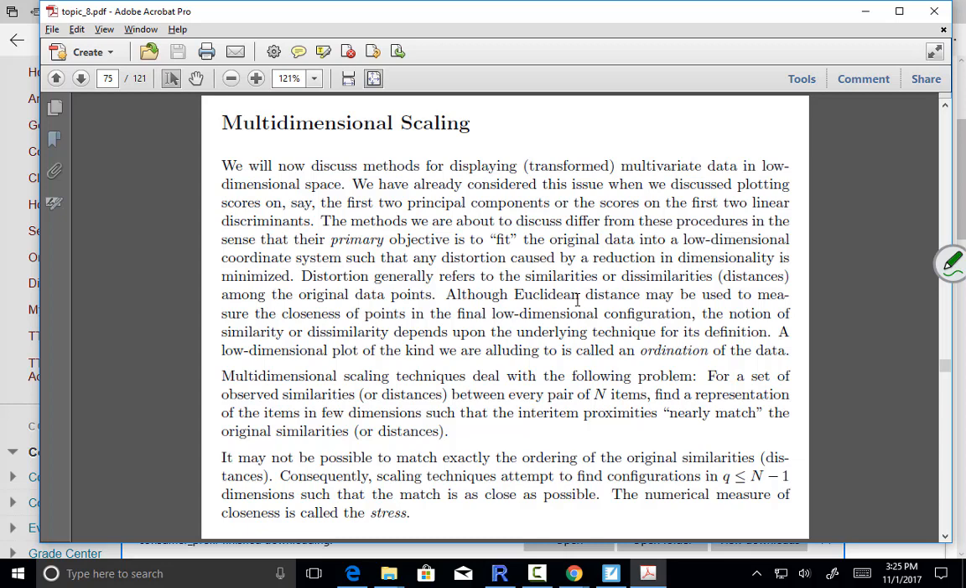All right, let's go look at multidimensional scaling briefly. This is slide 75 in the topic 8 notes.